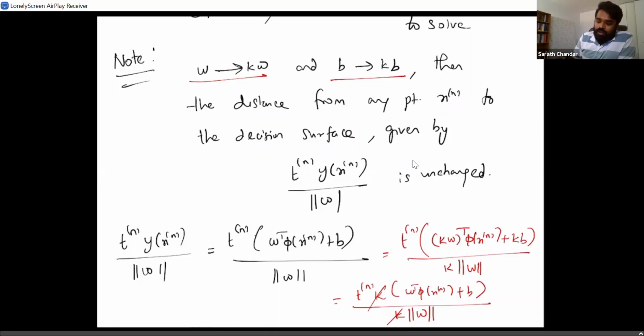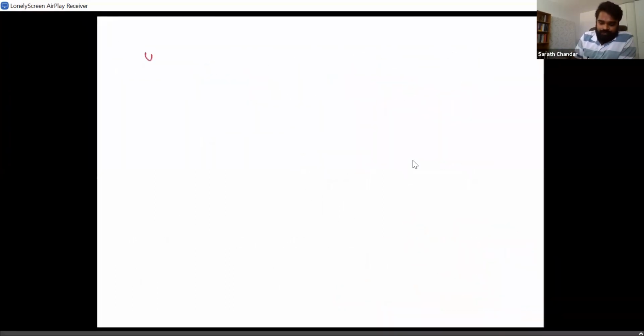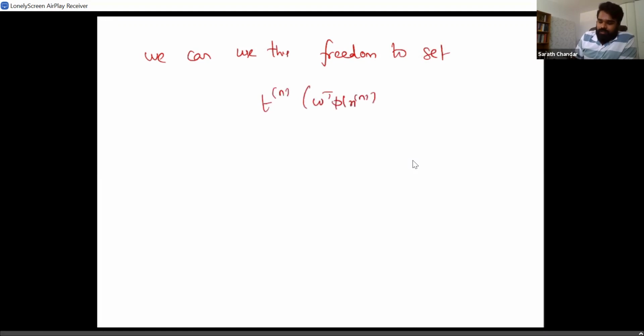Now we are going to use this freedom to set T of n multiplied by (W transpose phi of xn plus b) equal to 1 for the point that is closest to the surface.